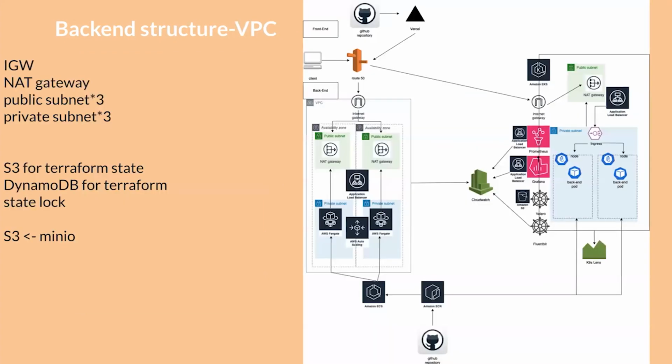Hi, this is our structure. We have two parts of the backend in different regions. The ECS part is for backup. I'm going to introduce the Amazon EKS part. For the VPC, we have an internet gateway, public subnet, private subnet, and also S3 for the Terraform state and DynamoDB for the state lock. Also, we push the images to S3, so the pictures can be retrieved from this bucket.